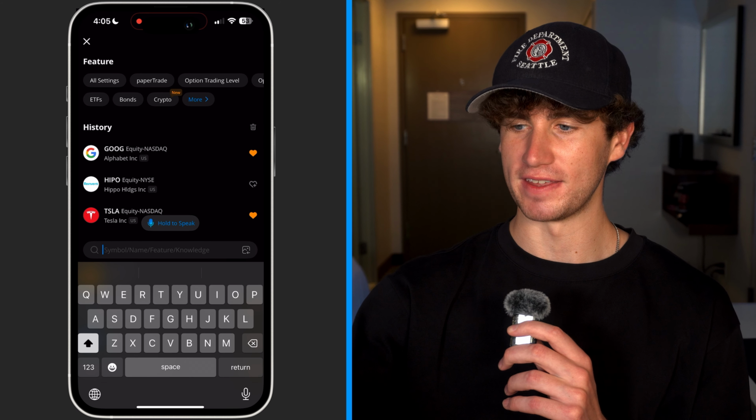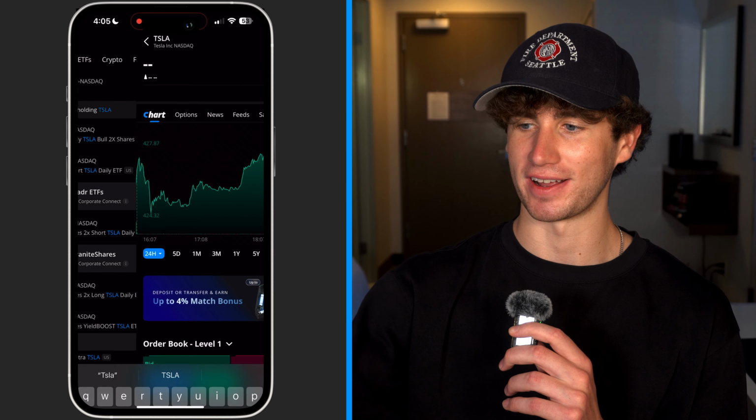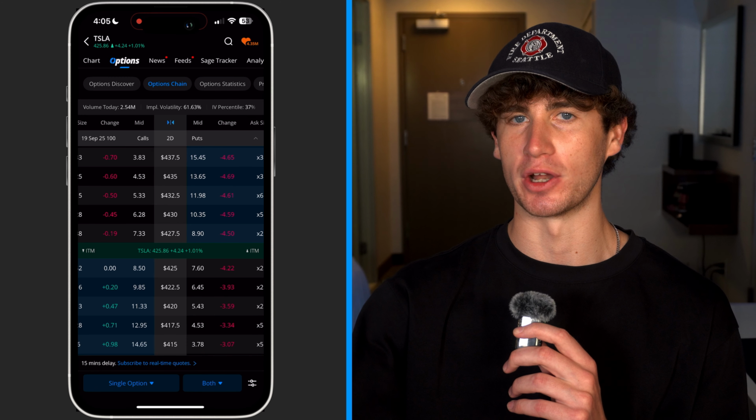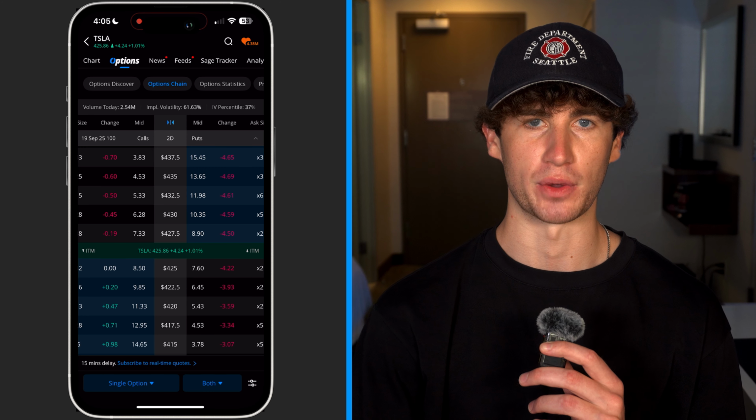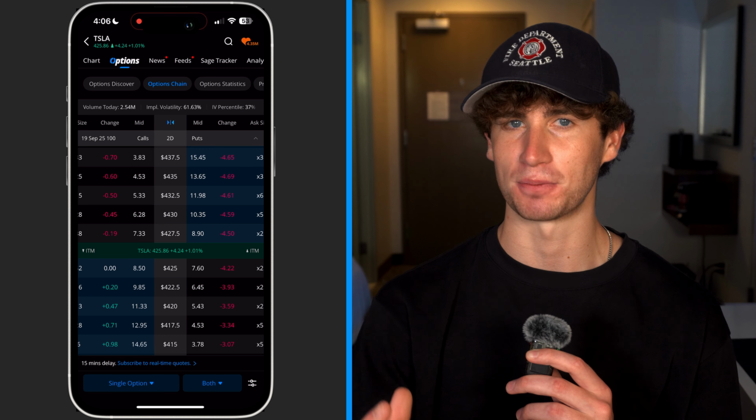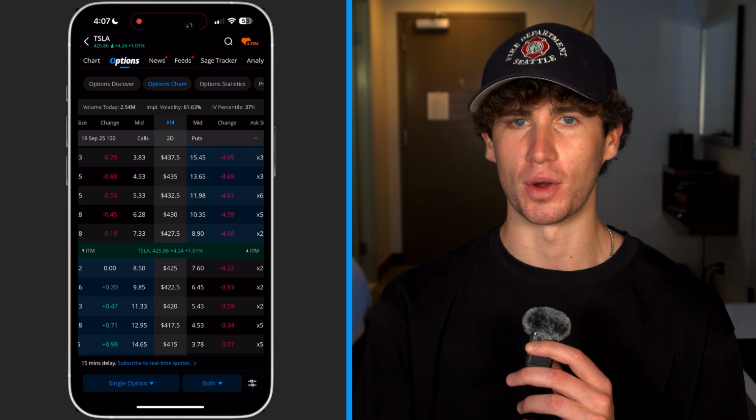Using Tesla for this example, once you get to the chart, click options, and this is exactly where you want to be. Now, this might look overwhelming right now, and that's completely okay. Let's make this screen as easy as possible to trade from, and I'll show you what to focus on when getting started.